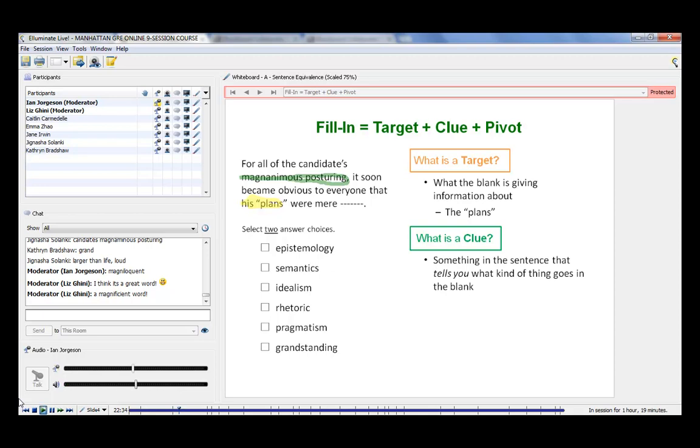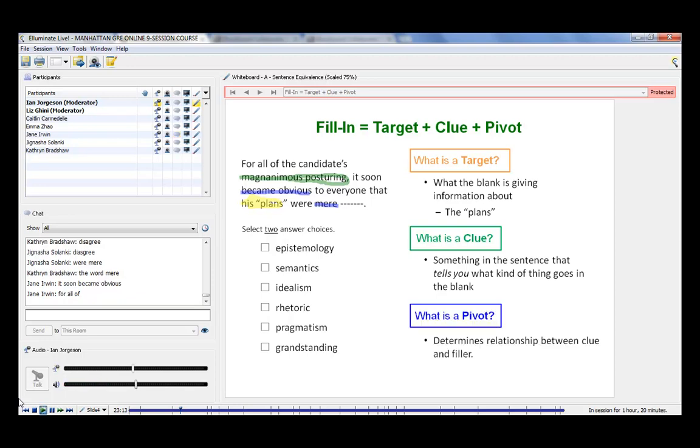Okay, so do you guys think that this clue is going to agree or disagree with the blank? Probably disagree. Why do you guys think that? What's the trigger? What's the pivot? Okay, so we've got mere. I agree with that. It became obvious. I agree with that. What else? There's one other thing in there that we don't always recognize as being a reversal. Jane's got it, right? For all of.